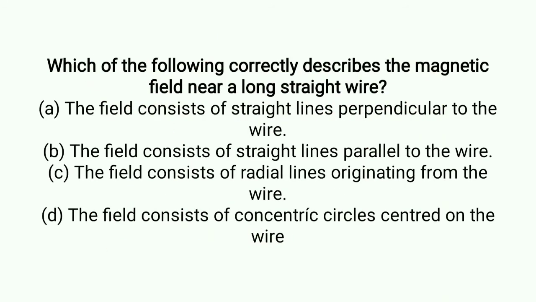Which of the following correctly describes the magnetic field near a long straight wire? We know that the magnetic field pattern around a long straight wire is a concentric circle. So here, option D, the field consists of concentric circles centered on the wire. So option D is the correct answer.